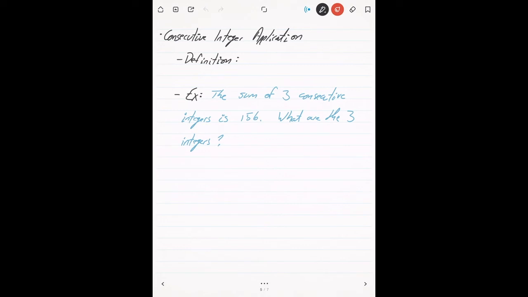First off, we should define what consecutive integers are. Consecutive integers are integers that occur one after each other on the number line. Okay? And remember, integers are positive and negative whole numbers and zero. So we have whole numbers that occur one after each other on the number line. So they're consecutive. Things like 1, 2, 3, or something like 17, 18, 19. These are consecutive integers. They're numbers that are right next to each other on the number line.